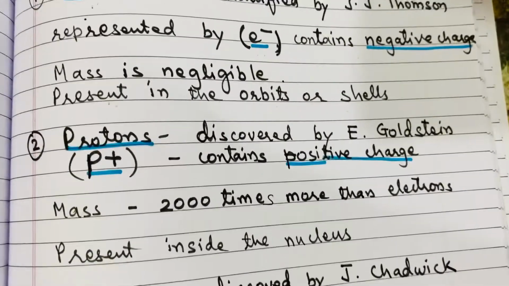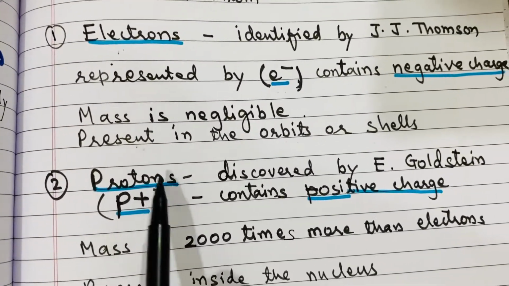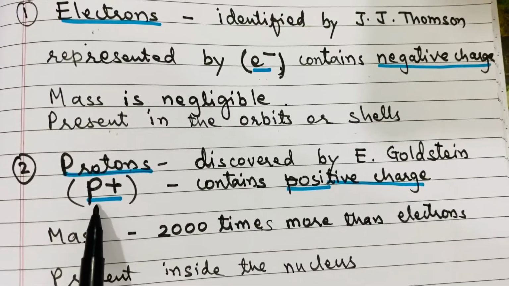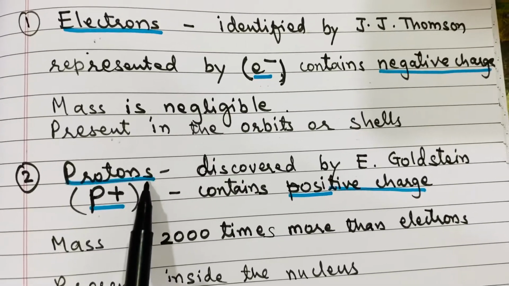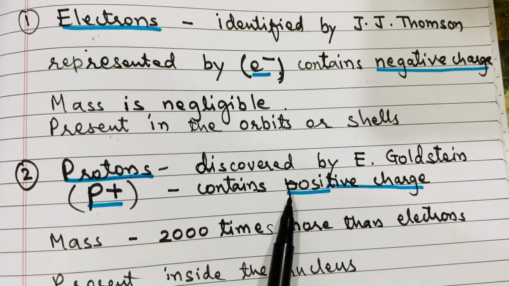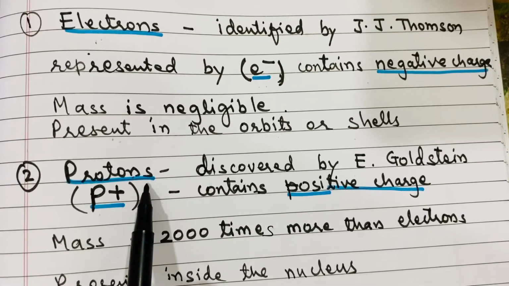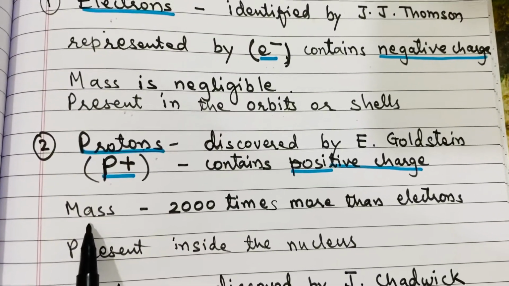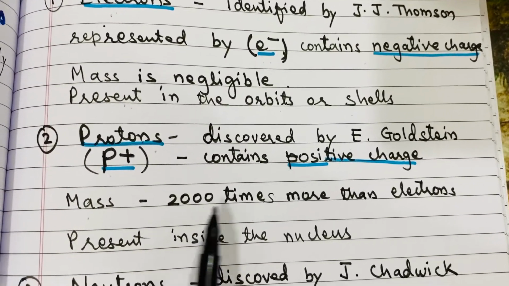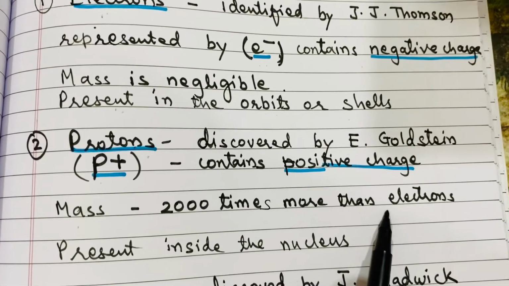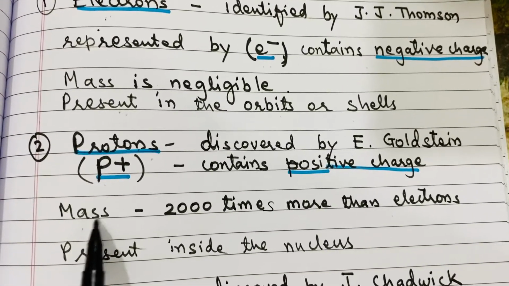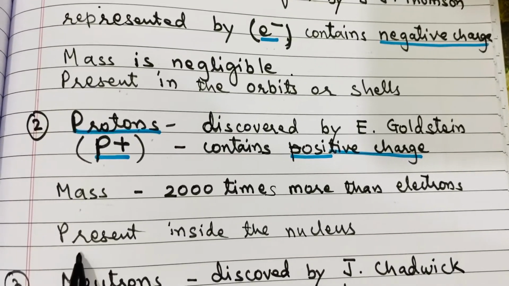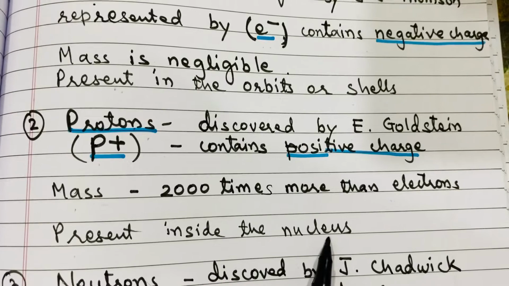Next subatomic particles are the protons. Protons were discovered by E. Goldstein. They are represented by the symbol p positive because protons contain positive charge. Where are protons located? Protons are present inside the nucleus. And what is the mass of these protons? They are 2000 times heavier than electrons. Okay, that means protons are quite heavy, 2000 times heavier than electrons. And where are they present? They are present inside the nucleus.